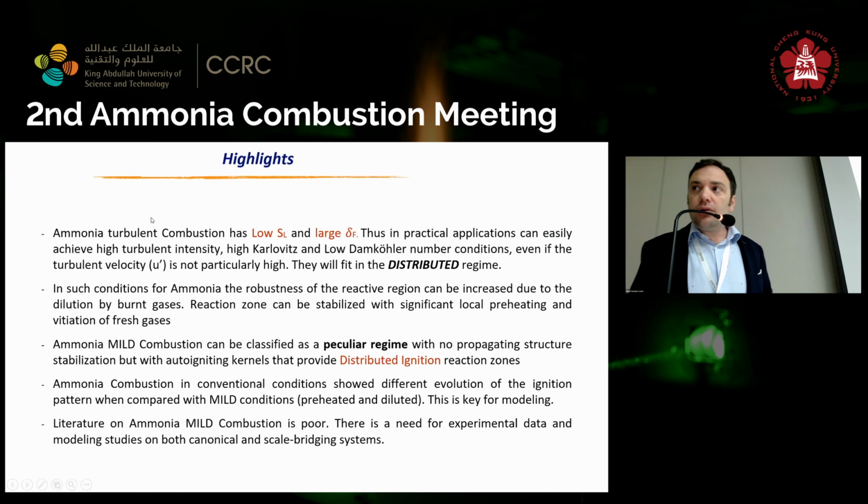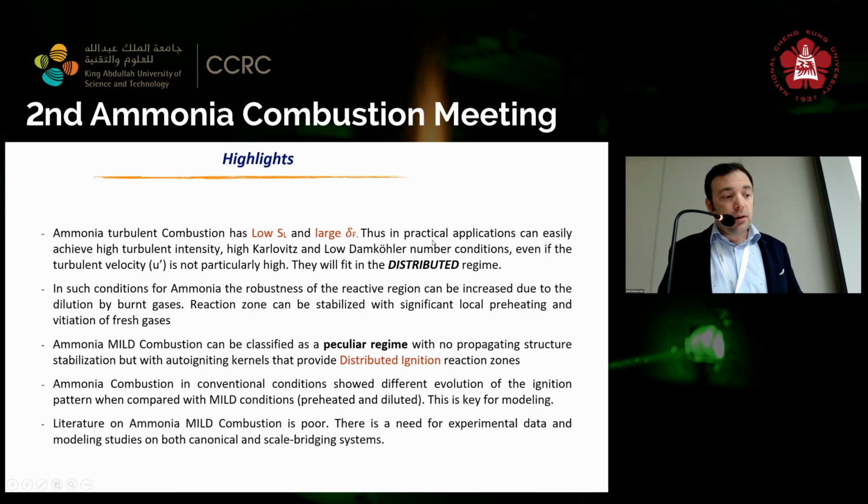So in order to summarize just a few insights of my talk, ammonia turbulent combustion in practical applications can easily achieve high Karlovitz and high turbulence intensity with low Damköhler conditions, and this usually will fit in the distributed combustion regime. But a possibility to stabilize pure ammonia reactive regions is to dilute and preheat the fresh reactants through burned gases in order to increase the robustness of the reaction region. And it can in principle be stabilized in this way.